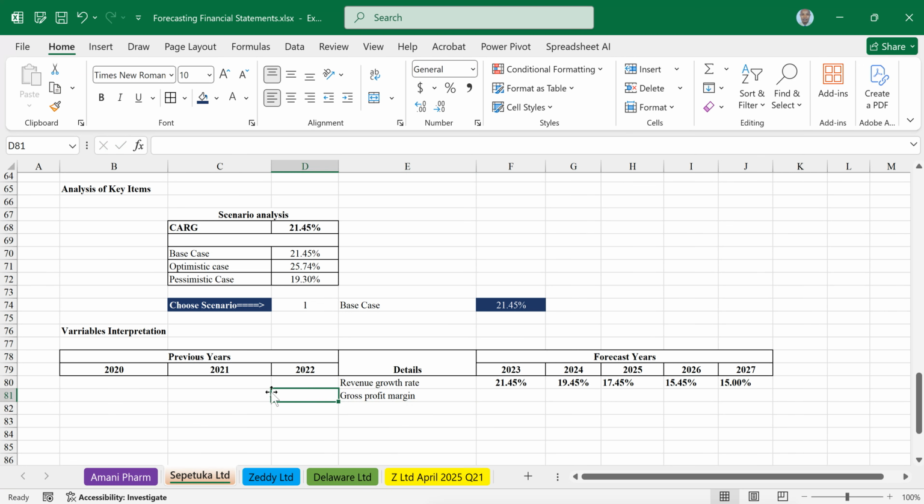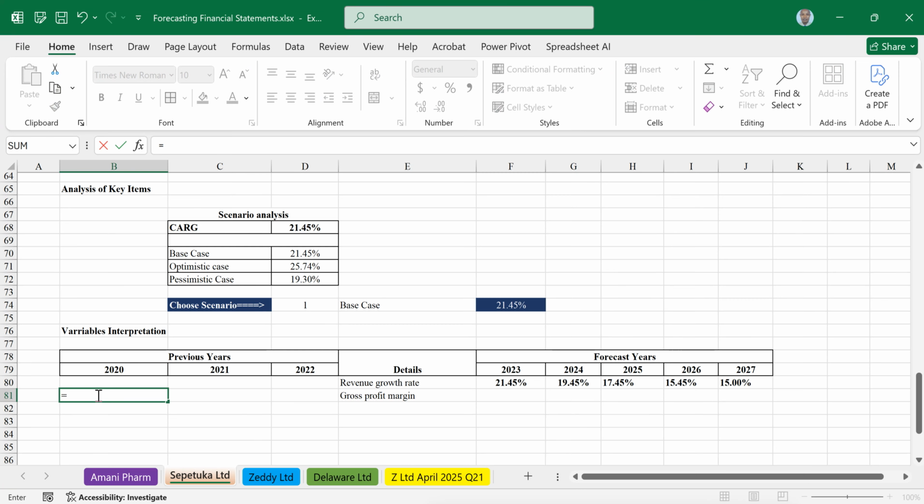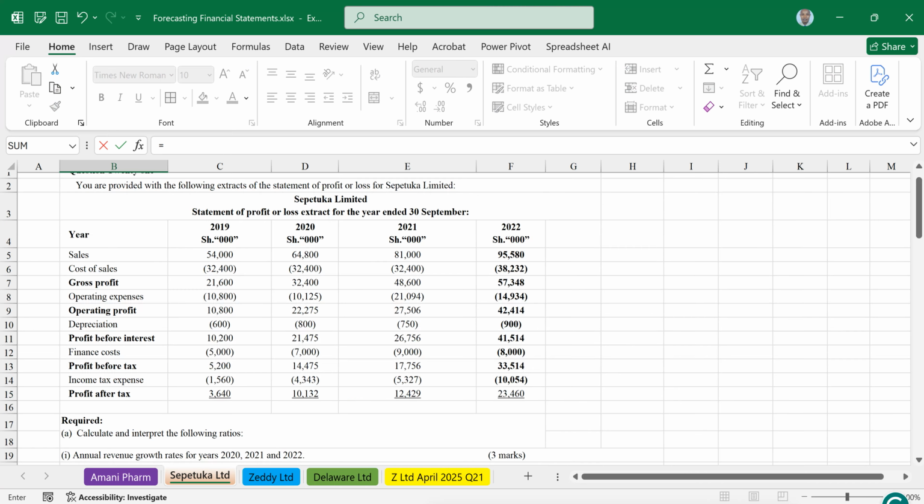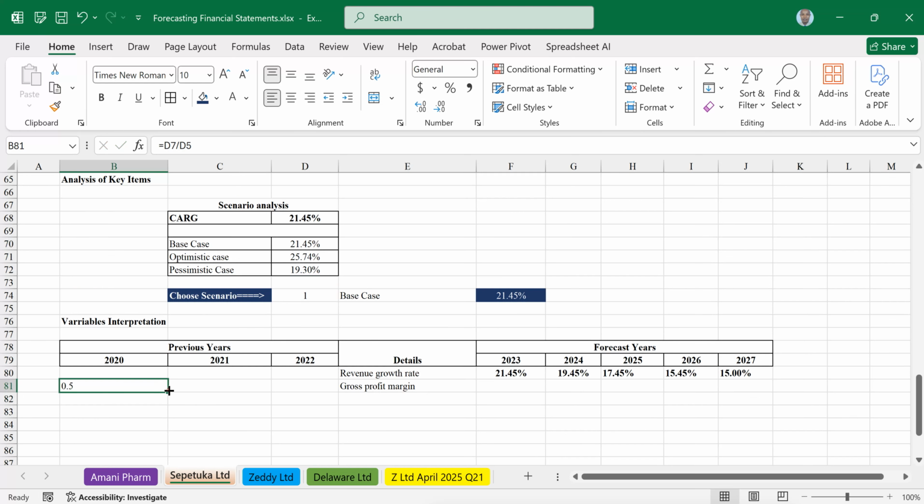Now give me the gross profit margin for 2020, 2021, and 2022 so that we can get the average. So the one for 2020 will be equal sign, the one for 2020, gross profit margin. Remember, gross profit margin is gross profit divided by sales. So gross profit over sales. Just drag across. Convert to percent, two decimals.